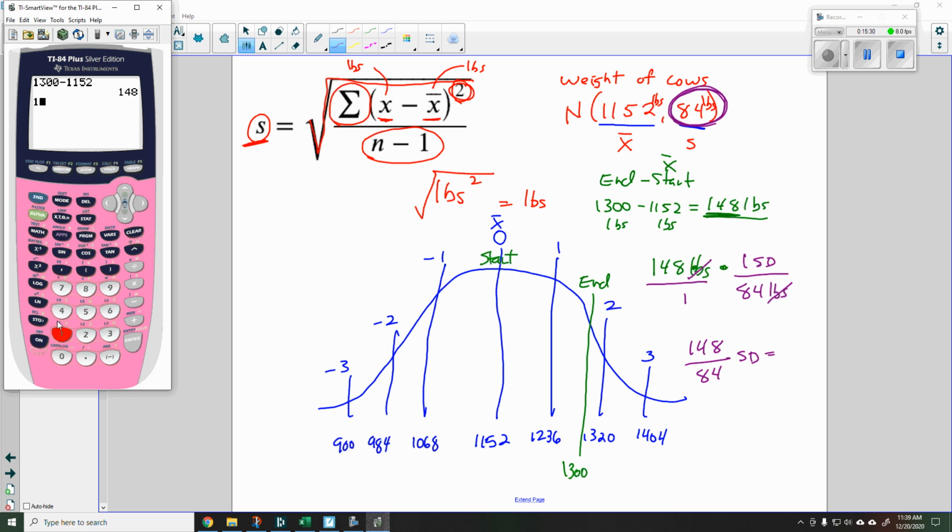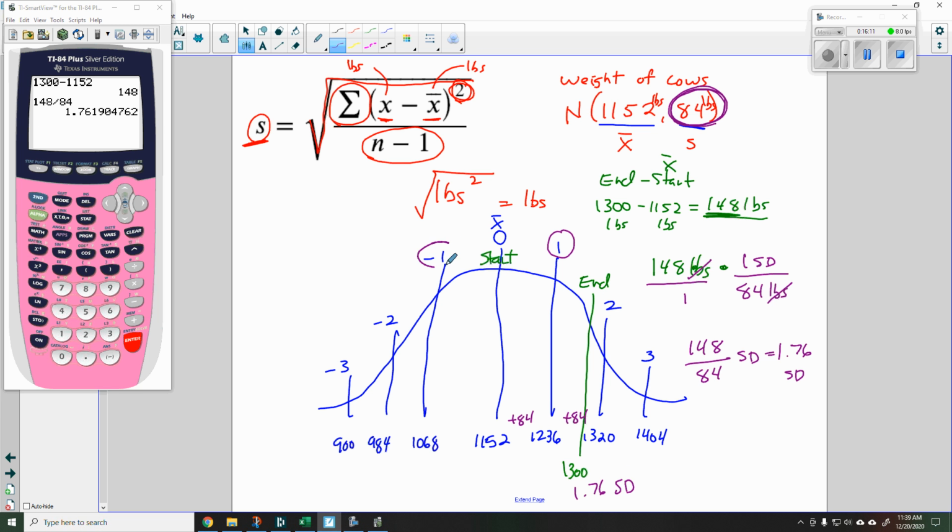148 divided by 84, 1.76. I am 1.76 standard deviations above the mean. And that makes sense to me because I am between one standard deviation, that was 1152 plus 84, and two standard deviations, that's 1236 plus another 84. So this is 1.76 standard deviations above the mean.